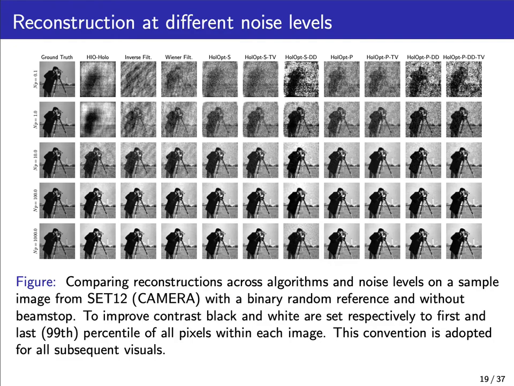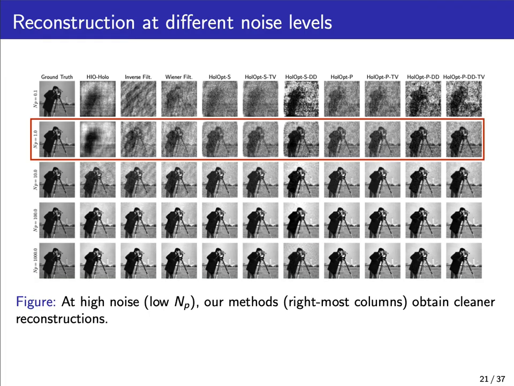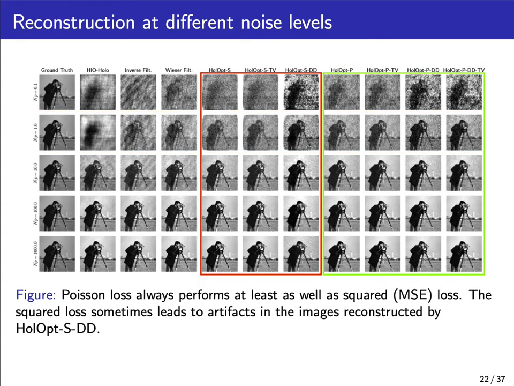So for our first experiment, we're simply looking at reconstruction at different noise levels, and this is one particular image, although of course we tested on the full data set. And I just want to point out a few things. First, at low noise, i.e. high number of photons, all of the methods do relatively well, both baselines and our methods, which we would probably expect because that's an easier setting. But at a low number of photons, which is a high noise setting, we see that our methods in these rightmost columns obtain much cleaner reconstructions than HIO, inverse filtering, and Wiener filtering. So that's quite encouraging. That's what we're hoping for.